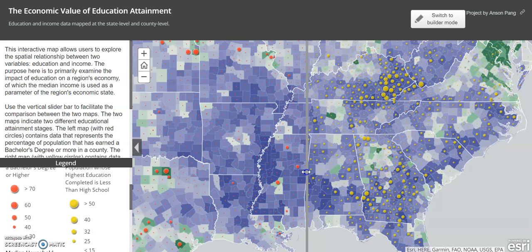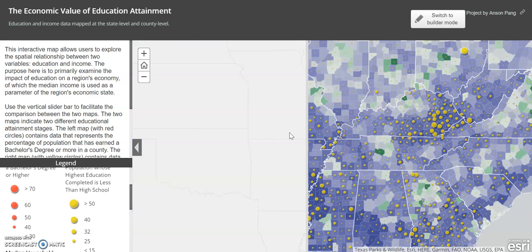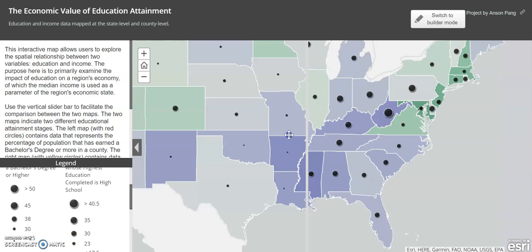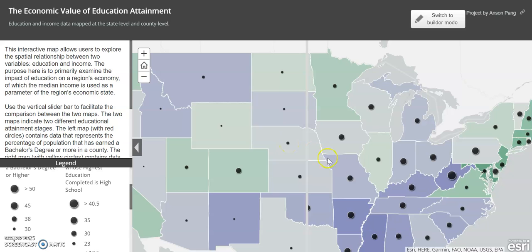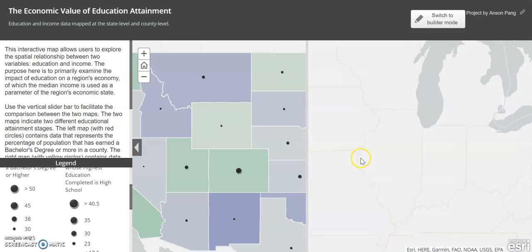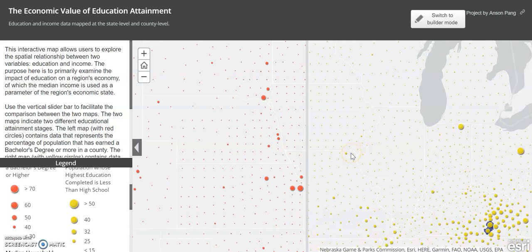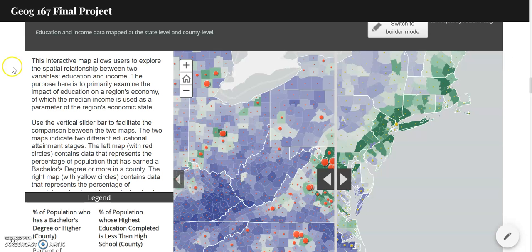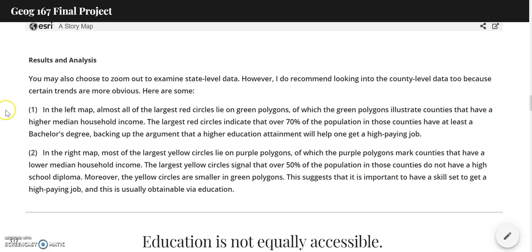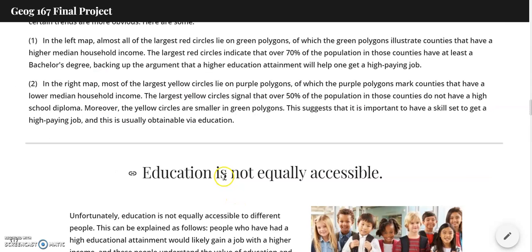I'm pleased to see how simple and user-friendly this map is. Last thing, if you want to zoom out, I have generalized the data and combined them to a state layer. However, I think it'll be more useful to examine the data at the county level scale. So back to the web page. These are some results and analysis, which I've discussed just now.